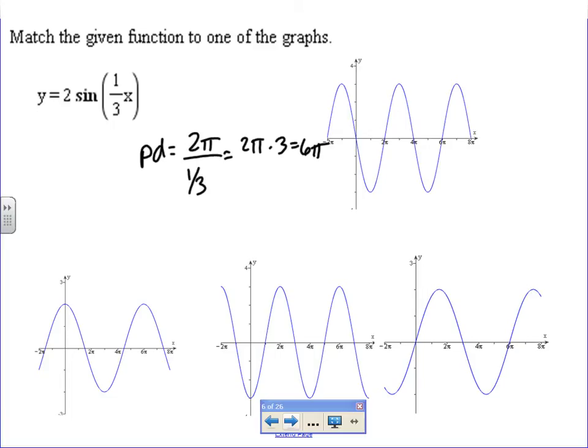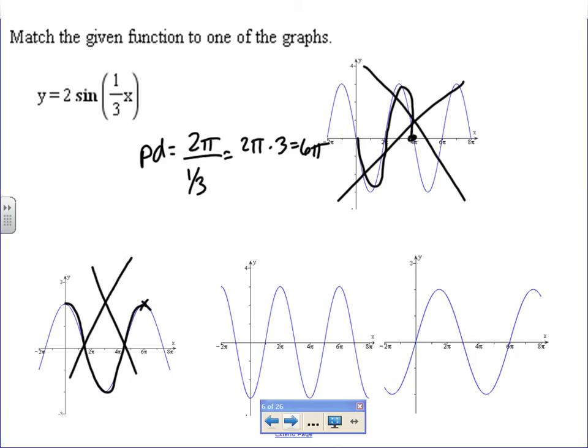So it should take a full cycle here to go to 6 pi. Notice this choice here, the full cycle would stop right there at 4 pi. So they're showing that the period of that function there is 4 pi. Well, that's not right. Okay, let's try another one over here. In this case, the cycle would end right there at 6 pi. So that's not working. All right, let's see if the next one will work here.